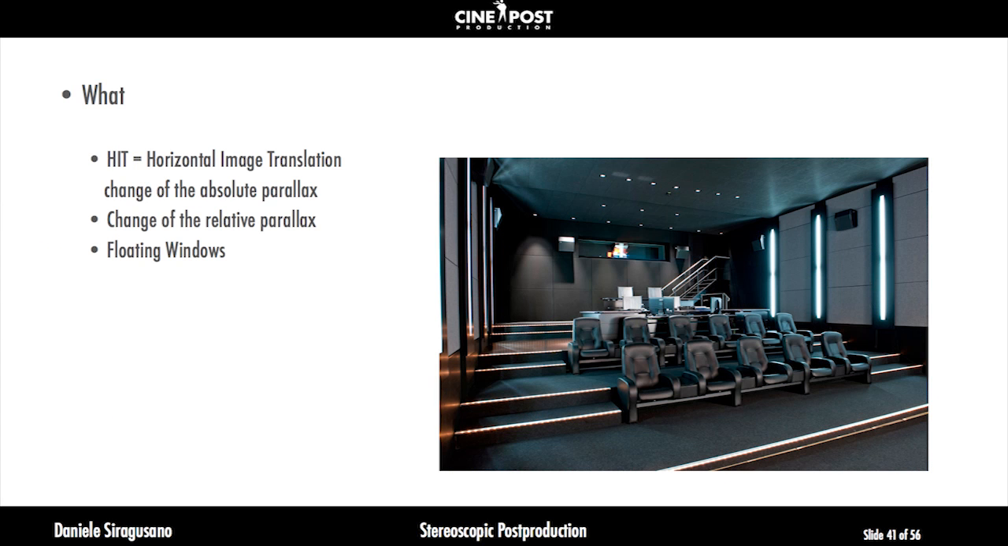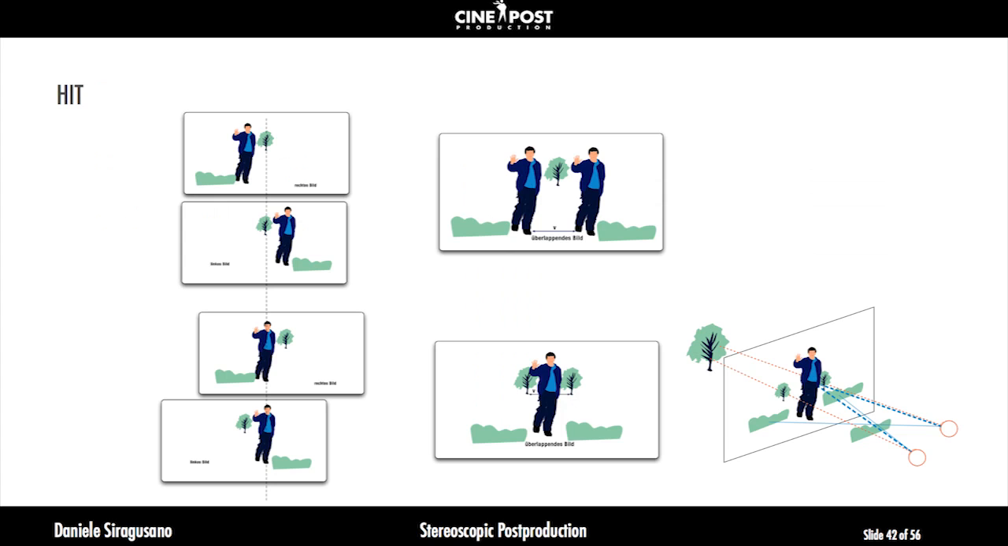So what are we doing? Again, horizontal image translation. We're changing the absolute parallax. Then we can also change the relative parallax, and we're doing a floating window. So here's a basic example, pretty easy. If you shoot a movie in parallel, so your cameras are parallel, you will get this kind of pictures.